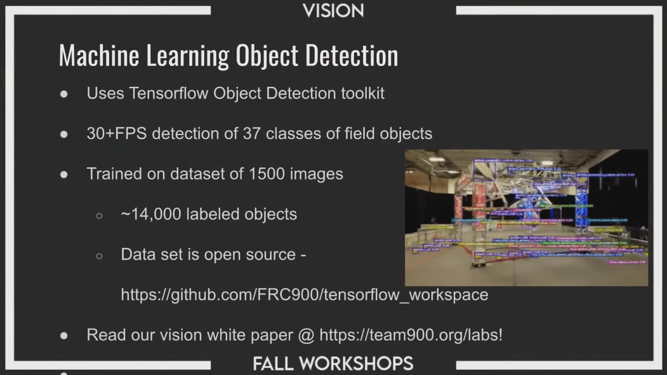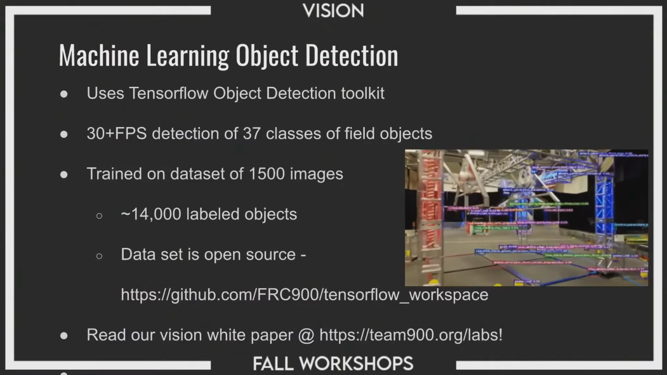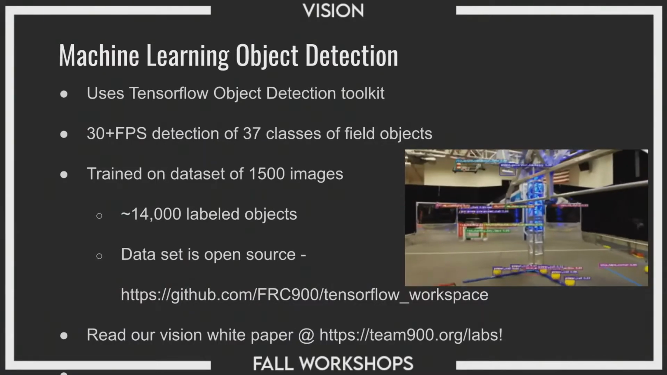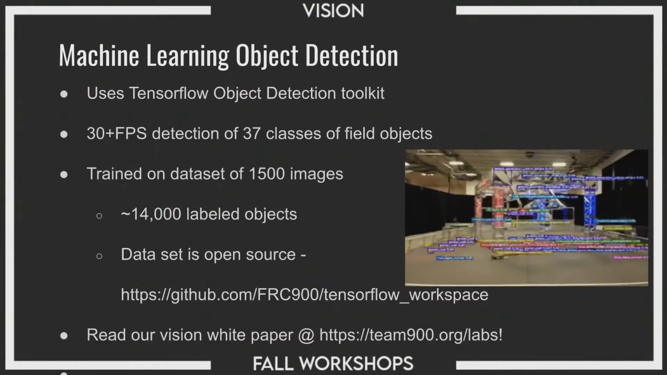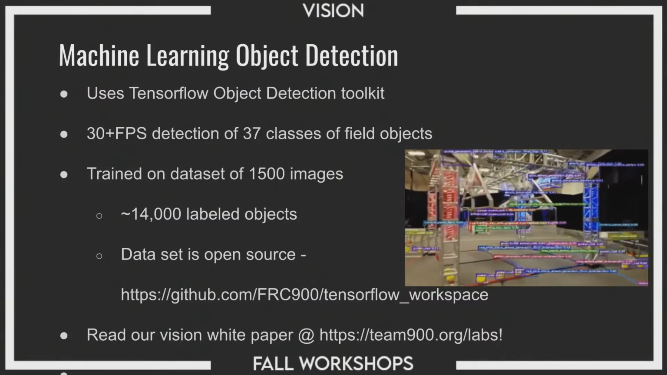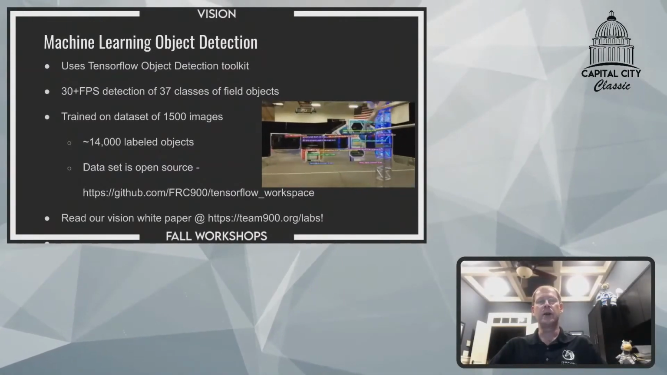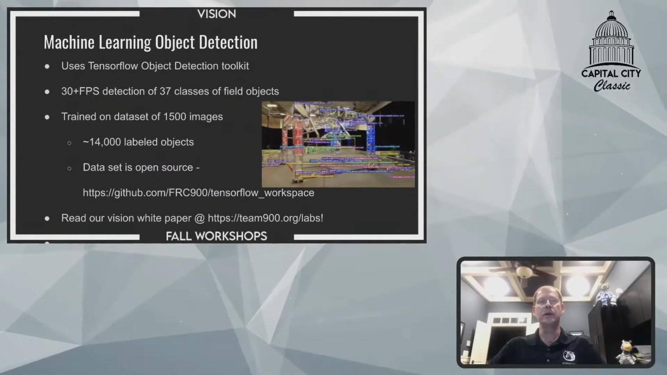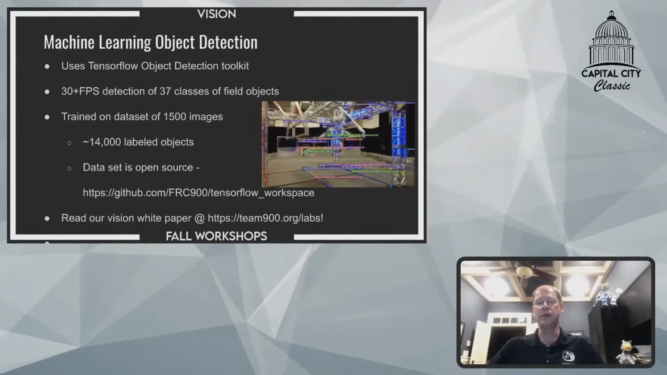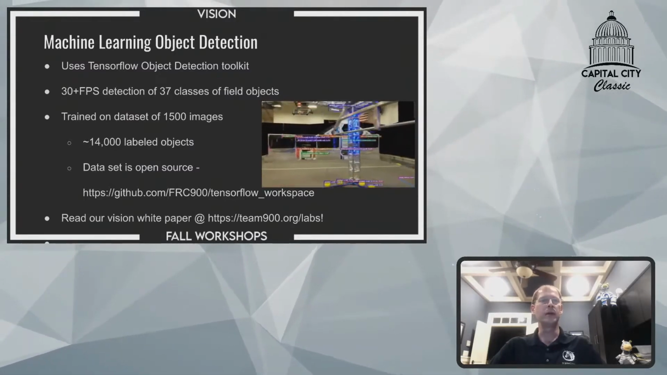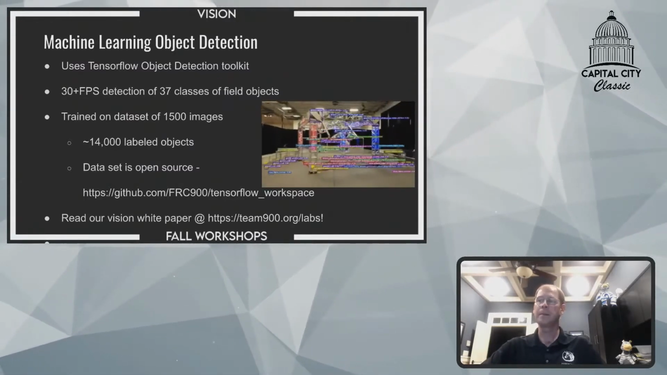We did this by taking about 1,500 images and labeling roughly 14,000 objects in those images. And we made our data set open source. You can see the link here to our GitHub repo. Or if you want to see more detail about this, check out our website, which is team900.org. And in the labs subdirectory, or the labs link, will be a link to all of our white papers from this year.